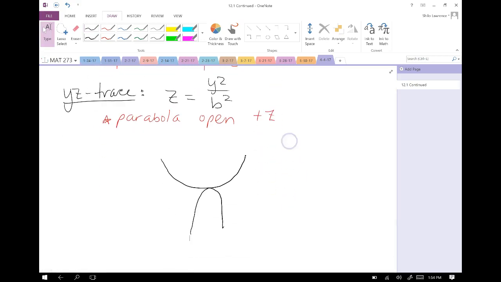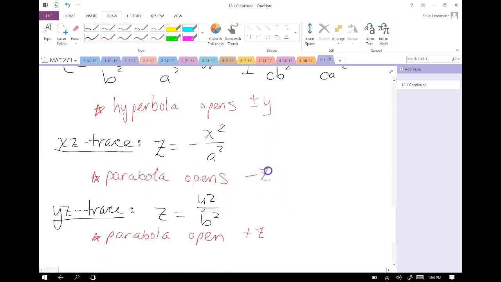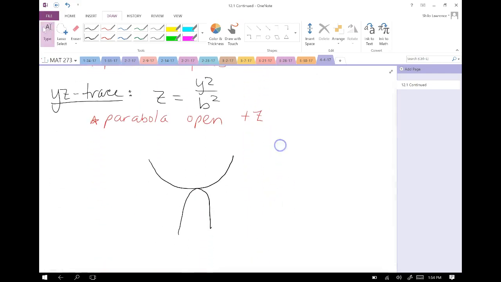And then the XY trace, the XY trace is hyperbolas. So off of these, we've got these little hyperbolas.